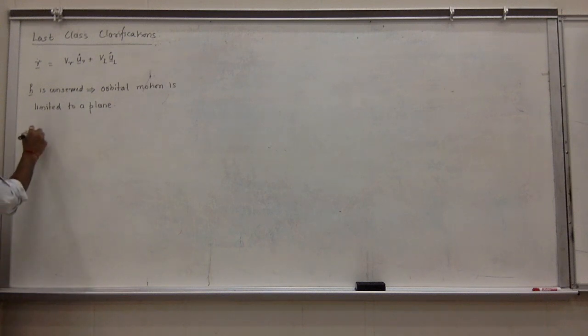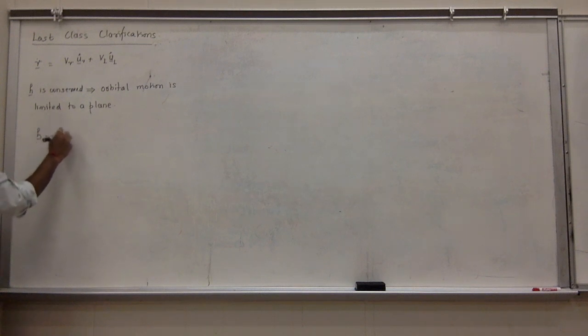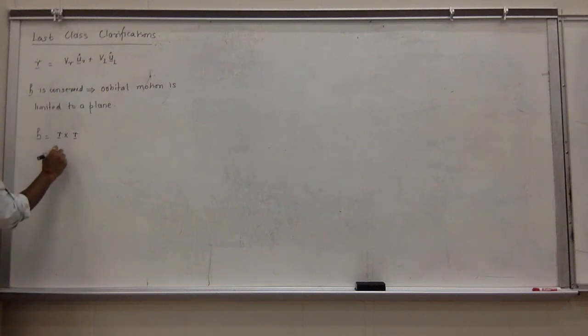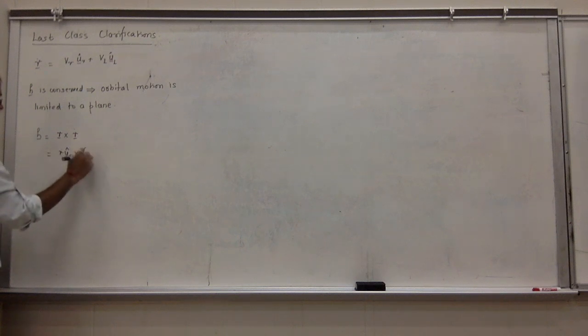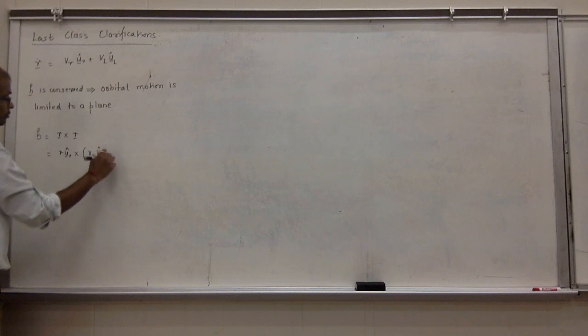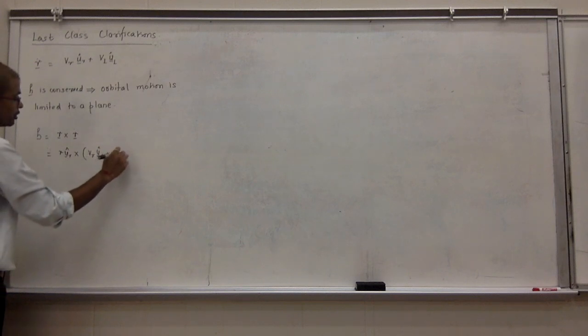Now, how do we define H? H is R crossed with R dot, right? If we take this, VR UR plus V perpendicular.